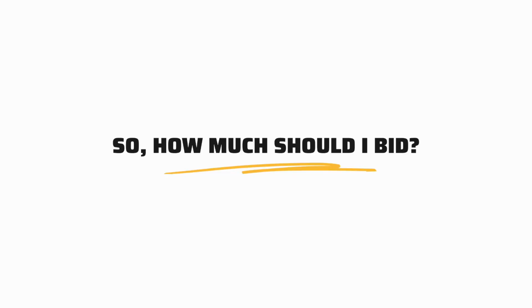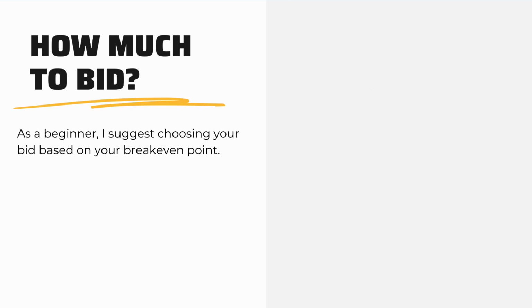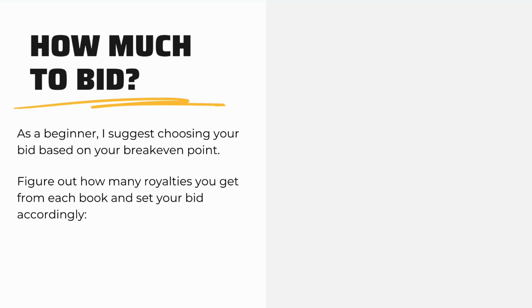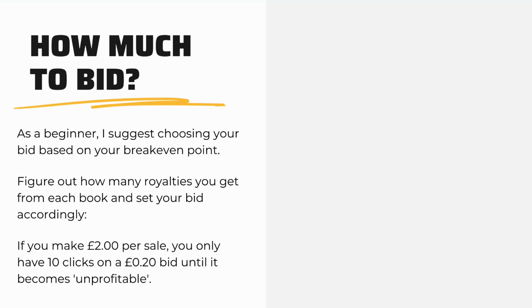So with all this in mind, you're probably thinking, okay, Sam, how much should I actually bid on my ads? As a beginner, I suggest choosing your bid based on your break-even point. You have to firstly figure out how many royalties you get from each book and then set your bid accordingly. So let's just say, for example, you make £2 per sale. This is not your book being sold for £2.